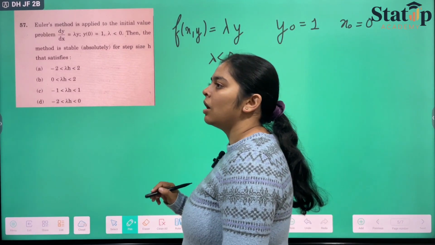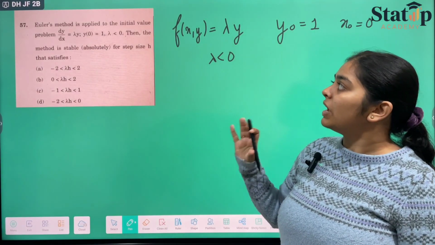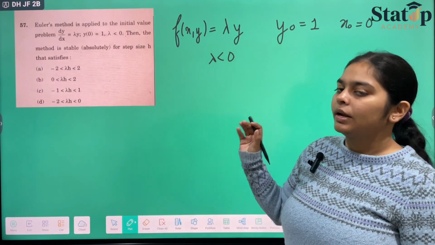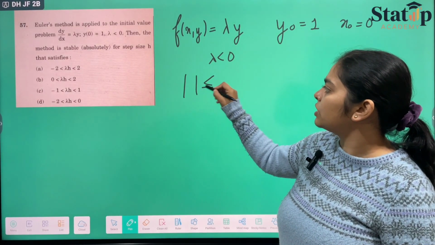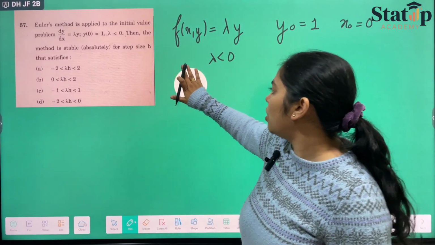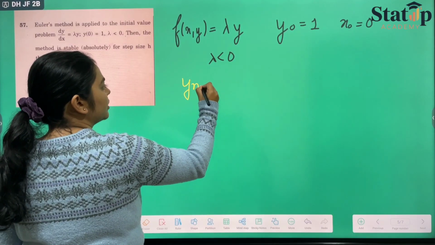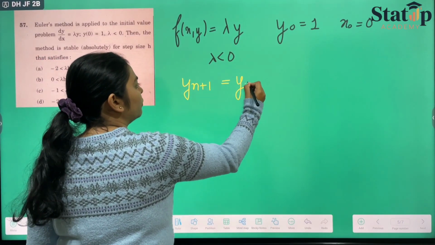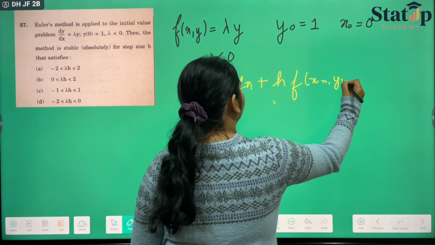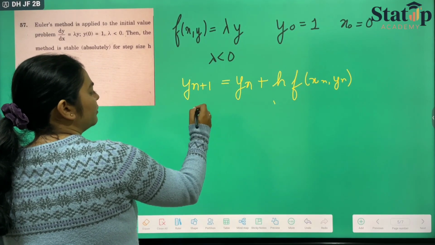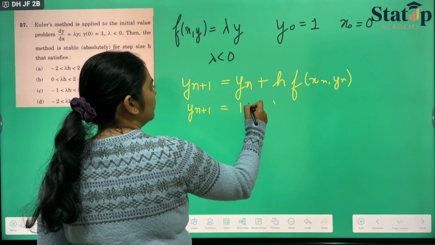Now we have to see, we all know there is one more concept in this question. When the method is absolutely stable, then h varies such that the modulus is less than or equal to 1. Let me tell you how we calculate that. Suppose we have to find y(n+1). Let me write the formula: y(n+1) equals yn plus h into f(xn, yn).